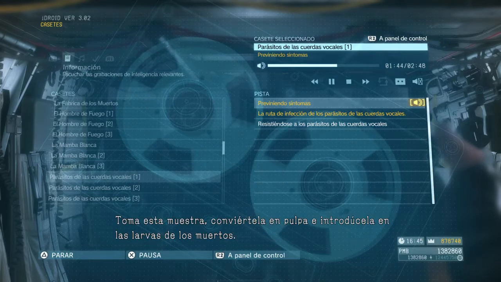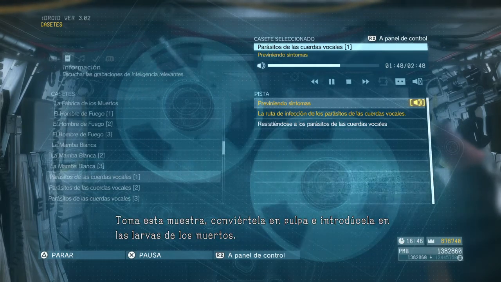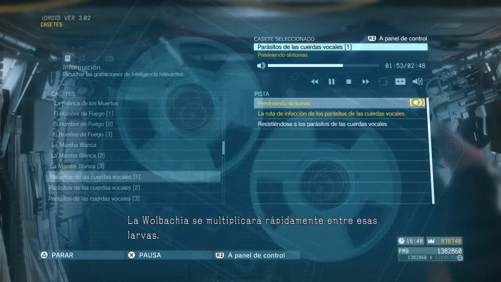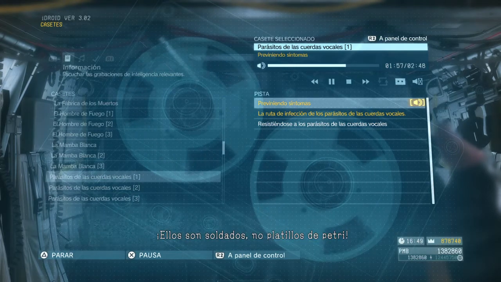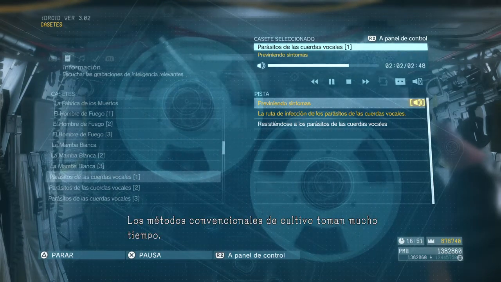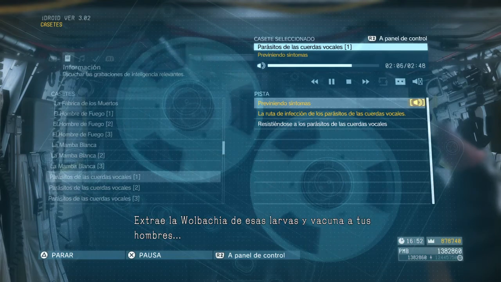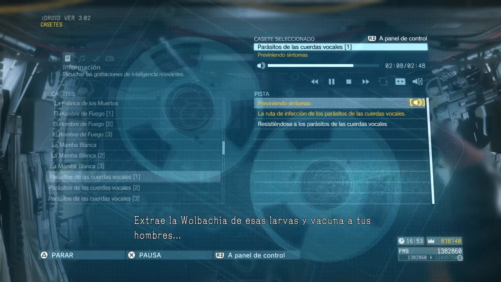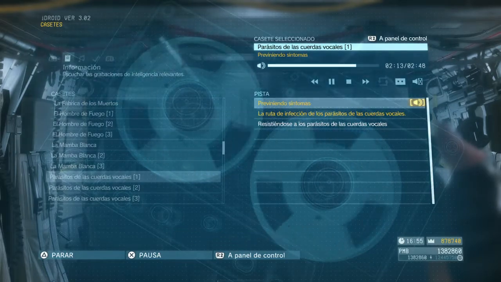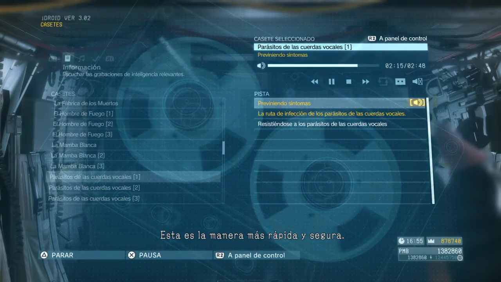Good. Take this sample, grind it to a pulp, and introduce it to the larvae now nesting in the dead. The Wolbachia will multiply rapidly within those larvae. They're soldiers, not some petri dish. Conventional cultivation methods will take too long. Extract the Wolbachia from those larvae and vaccinate your men. Kikongo speakers first. This is the fastest, surest way.